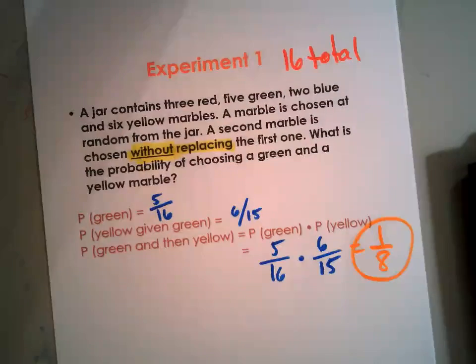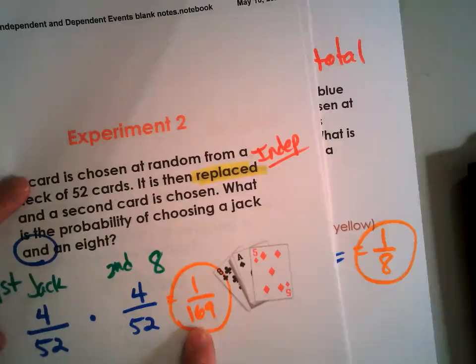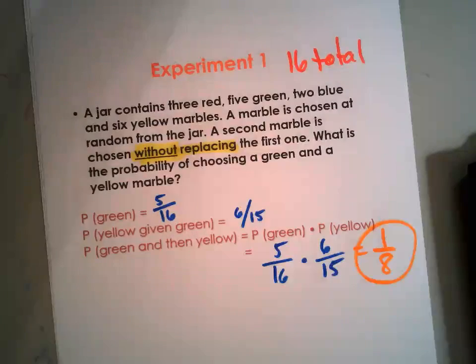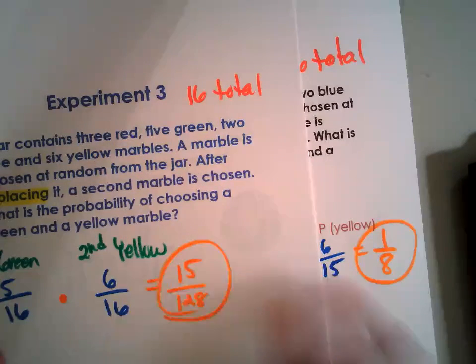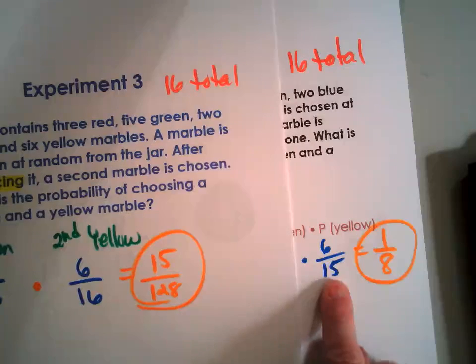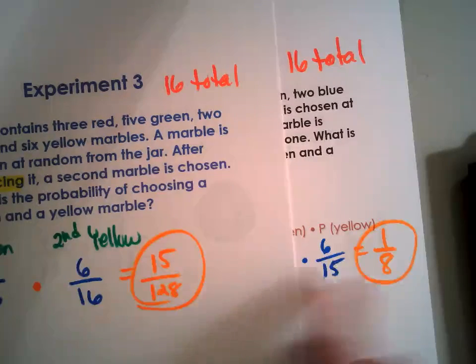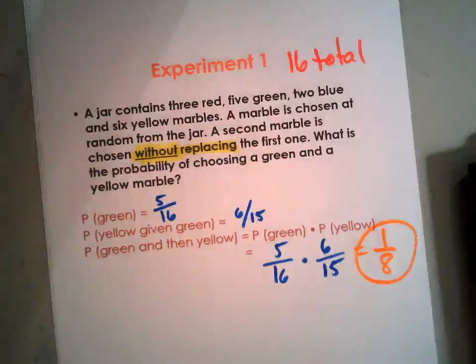It's a little bit different. Let's see, pull this back out. Marble problem from earlier. Last time, we had 1 out of 169. That's not the right problem. Get the right problem. Here it is. Here's the right problem. We have 15 out of 128, and that's 1/8... I mean, the dependent answer is 1/8. So it's a little bit different. Once you change the denominator from 16 to 15, that changes our answer.